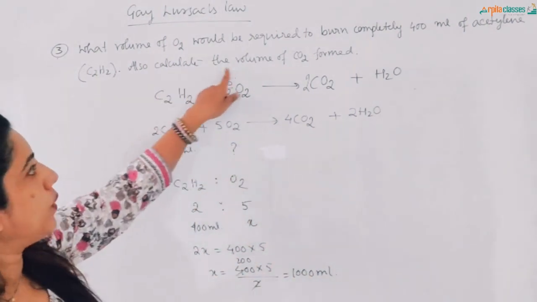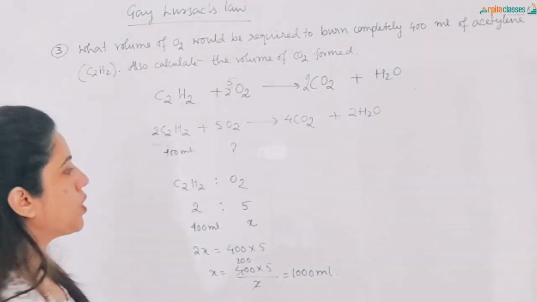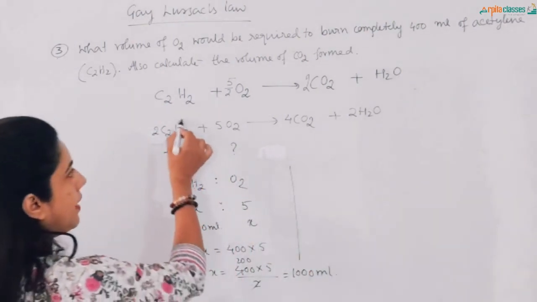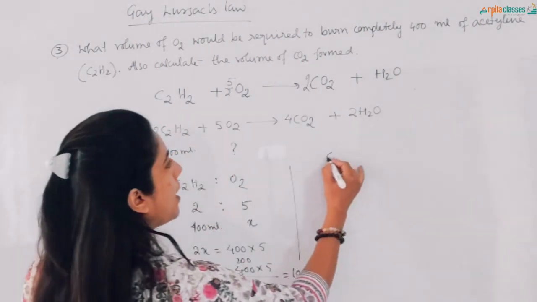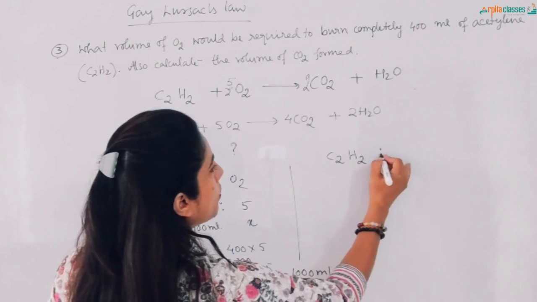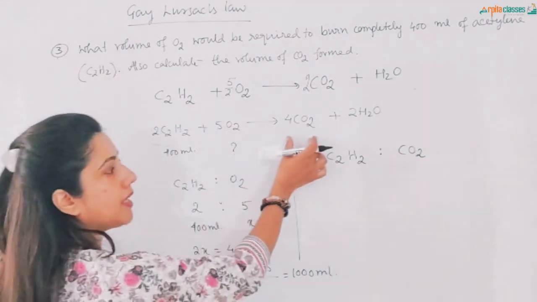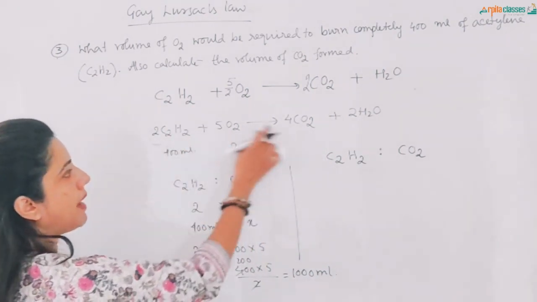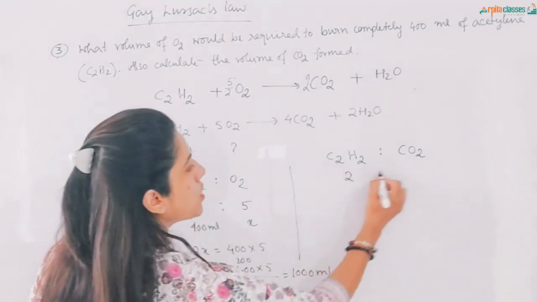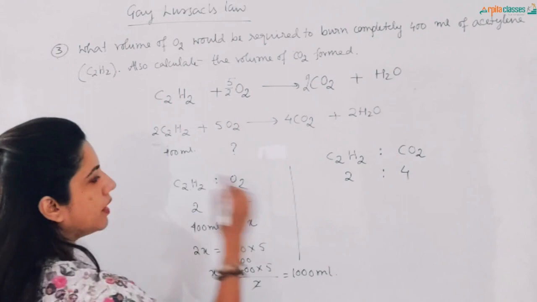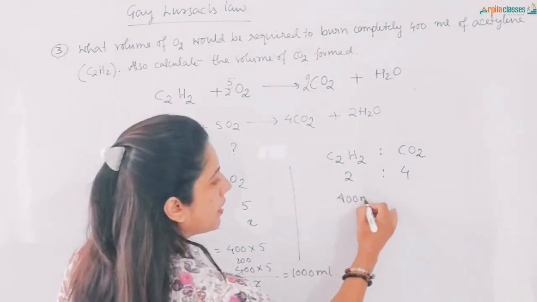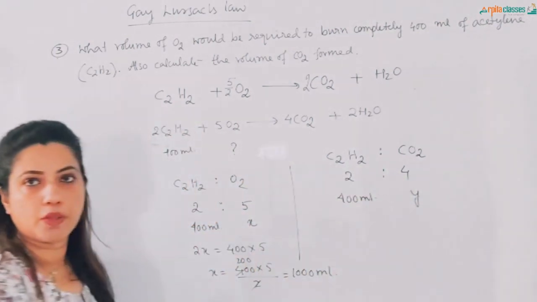Also they are asking to calculate the volume of carbon dioxide formed. So again this is given and this is asked. So I will be taking the ratio between C2H2 and carbon dioxide because the volume of C2H2 is given and carbon dioxide is asked. So from the balanced chemical equation the ratio is 2:4. Here this is 400 milliliter. How much will be the carbon dioxide formed?